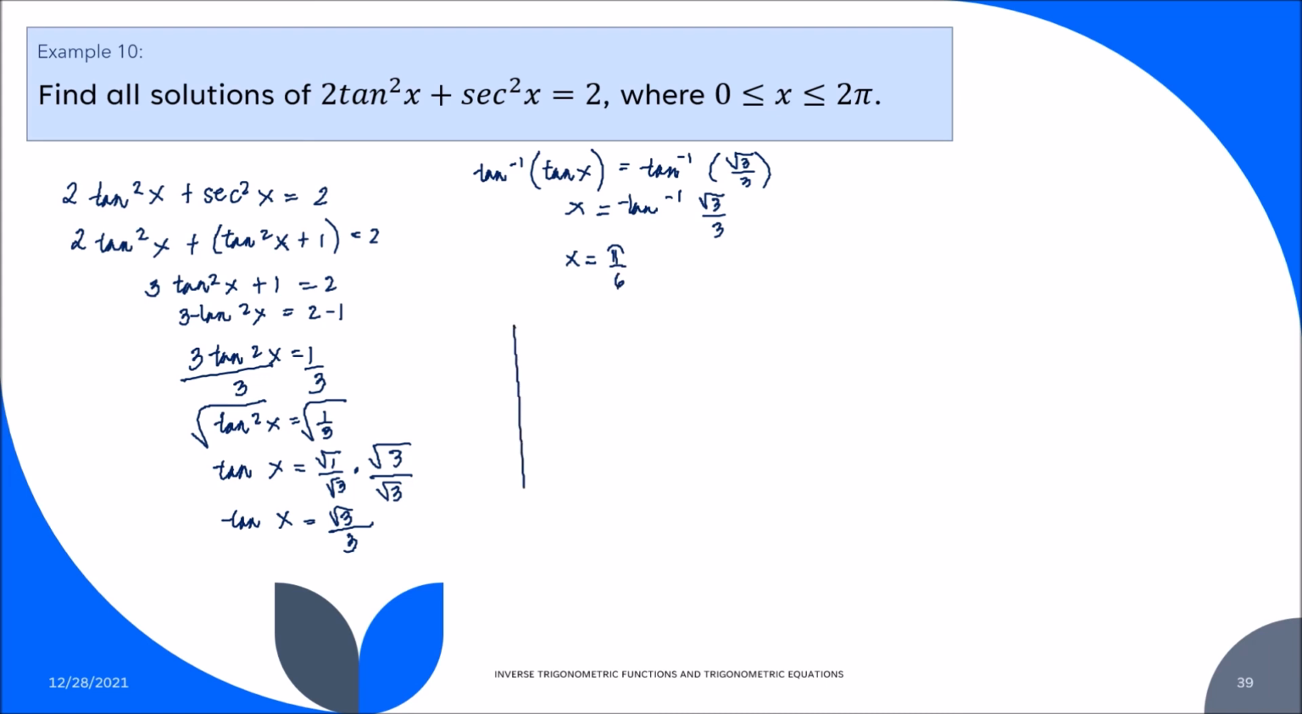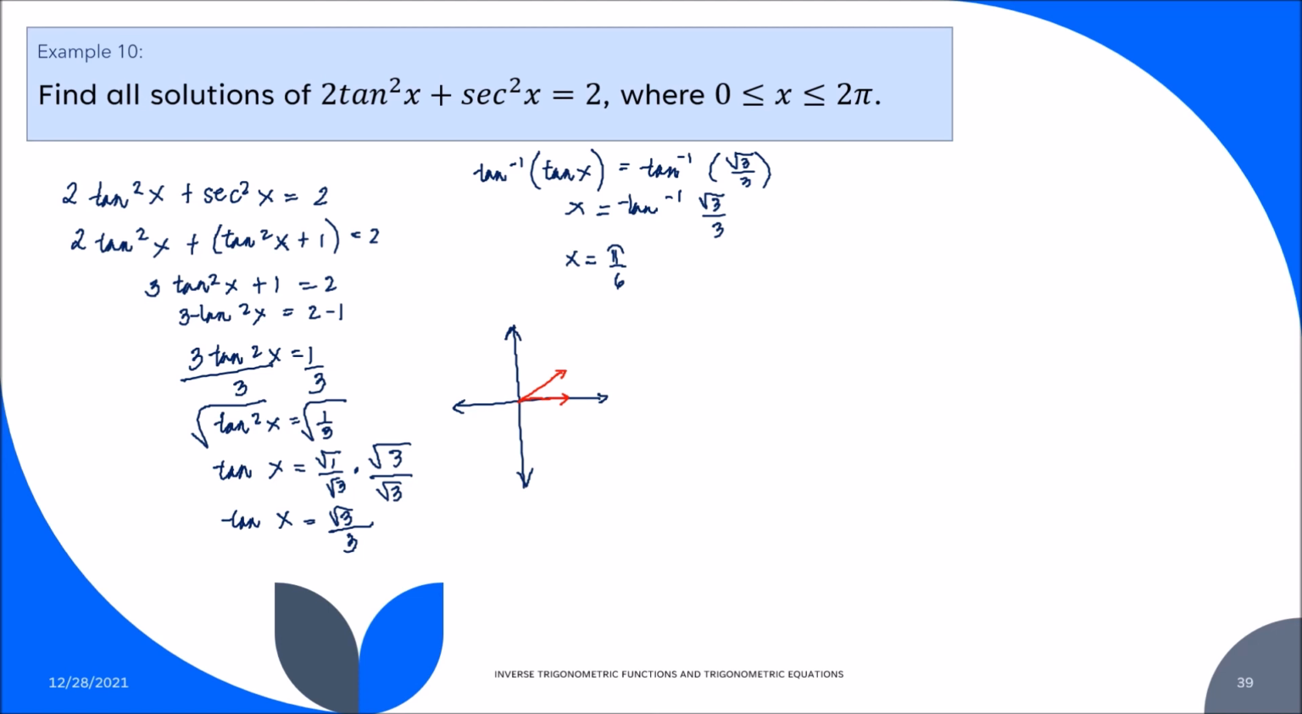Now let's determine at which quadrant the terminal side of the angle lies. So let's draw an angle in standard position, pi over 6, that is on the first quadrant. Now, tangent pi over 6 is positive. We can also get a positive value for the tangent ratio using a reference angle.